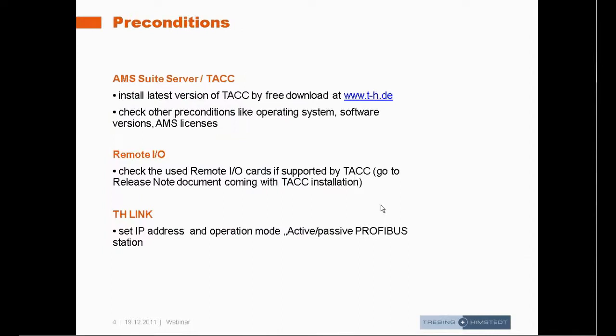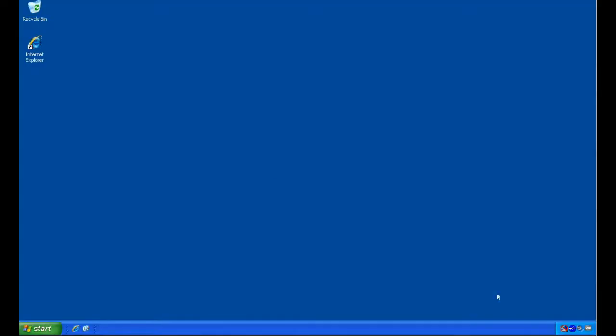We have some more preconditions. For sure, you'll need the latest version of our TACC, free for download at our website, and you have to check some other things like operating system, software versions, available AMS license and so on. Then you need to check if the used remote I.O. cards are really supported by our TACC, and that's documented in our release note as well. And last but not least, the TH LINK needs to be set to the operation mode active passive PROFIBUS station to be able to work as an acyclic master later on.